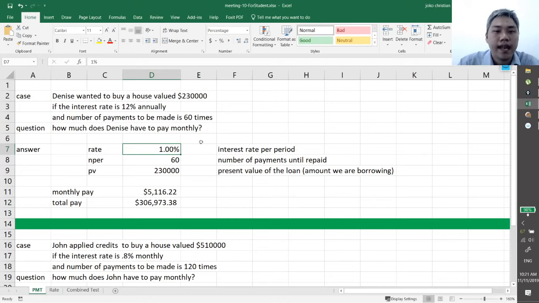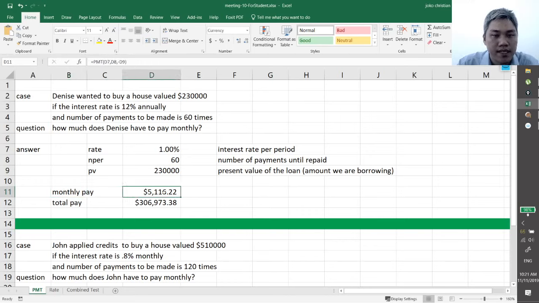Okay. Now, the number of payments to be made is about 60 times. It's called nper here. I just put the variable here, nper, and in this condition we use the period monthly, so it should be in monthly too. And the third variable is the PV, present value of the loan. The present value of the loan is $230,000. So I put it here, $230,000. Now, we're using the function PMT by using these 3 elements, these 3 variables.